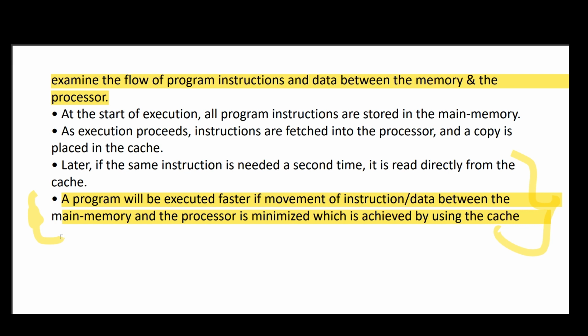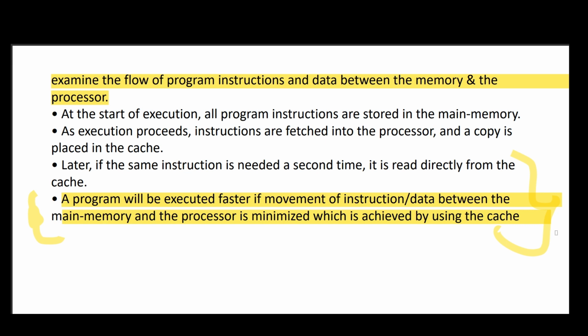What is the main motive of us for the computer? That the instructions or program should be executed within a less amount of time. The main motive is to achieve high performance of the computer. If there are more movements between the processor and the main memory, what happens? Performance will obviously go down. In order to avoid that, I will keep a copy, so that from the cache I will take a copy.